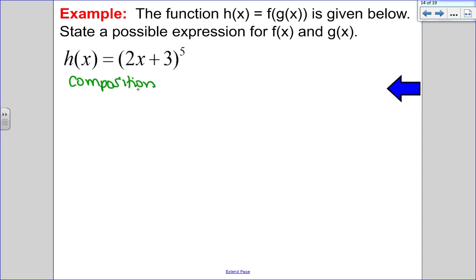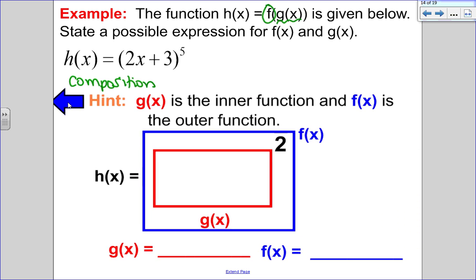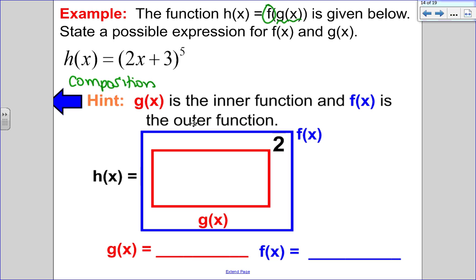Now, compositions are made up of inside functions and outside functions. I can see that g of x is the inside function and f of x is the outside function. So that's how I want to look at this, okay? So I'm going to say that g of x is inside, f of x is outside. Now, it's important to note that there are several answers for this, so answers vary. I'm just going to go with what I think is the most basic answer.